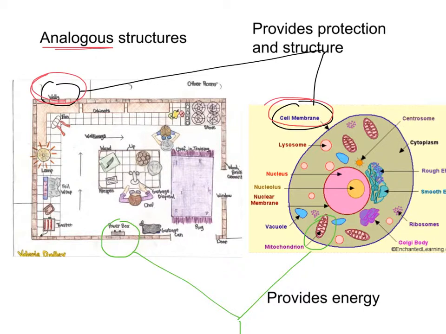And what I want you to do is match up the structures that have the same function as one another. Make sure that you label everything just like you see in these two drawings. So the kitchen isn't just there, the different parts of the kitchen are labeled. And the cell isn't just there, the organelles are all labeled. And then what you do is you circle and cross-label structures that have the same function.